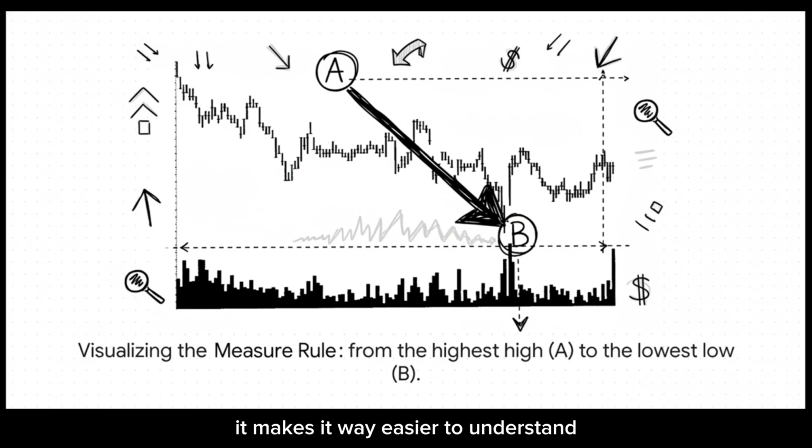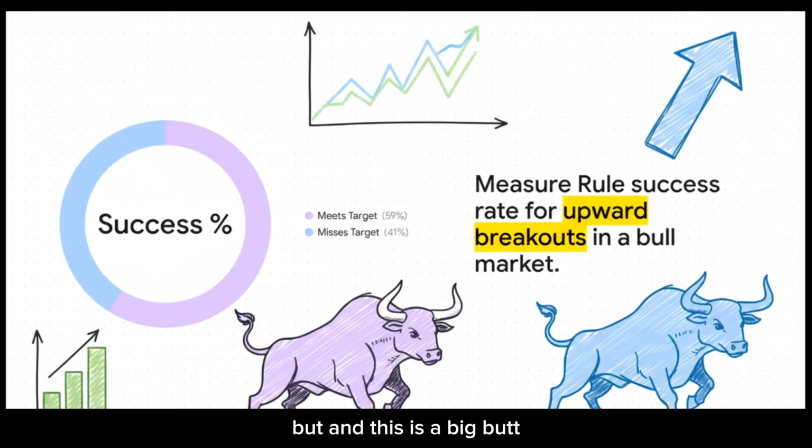Let's see it in action on this chart. It makes it way easier to understand. You take the price at the highest peak, that's point A, and you subtract the price at the lowest valley, point B. That difference is your height. In this case, it's a downward breakout, so we then subtract that height from point B to get our projected price target. But, and this is a big but, how reliable is this rule?